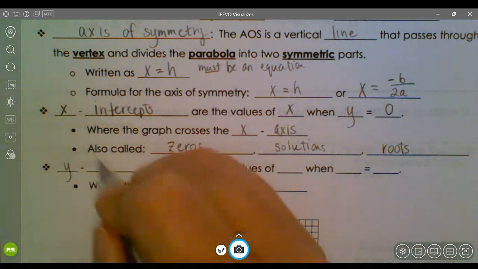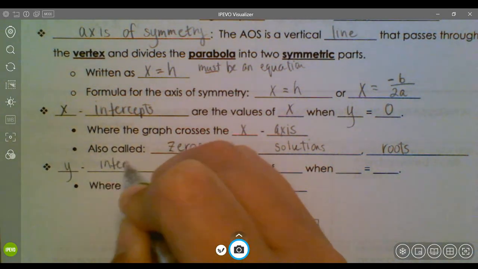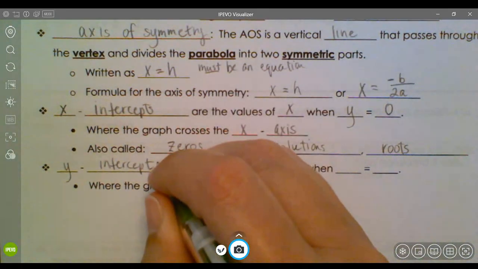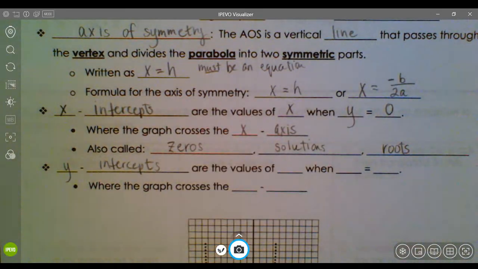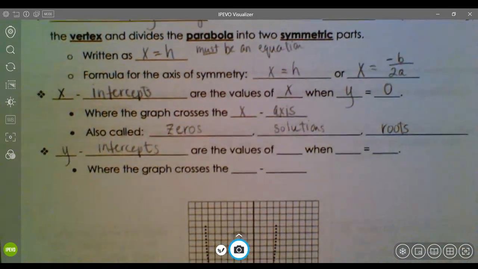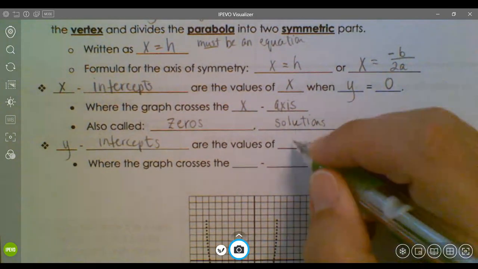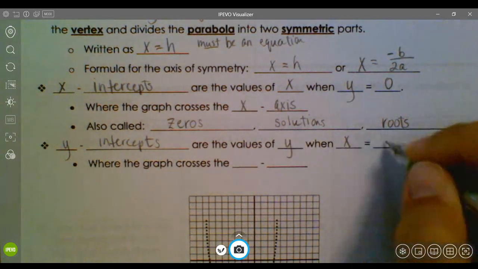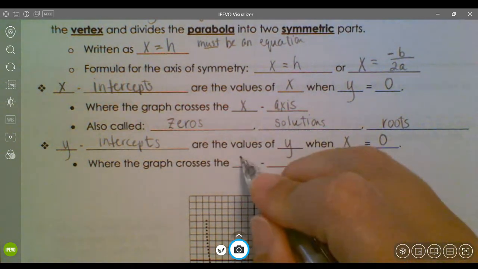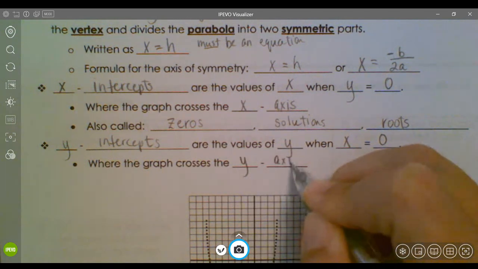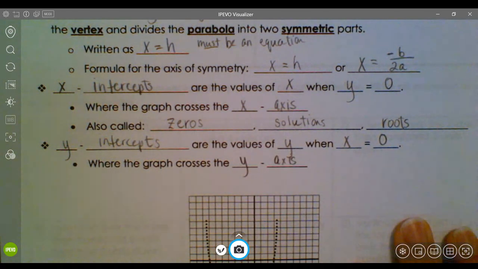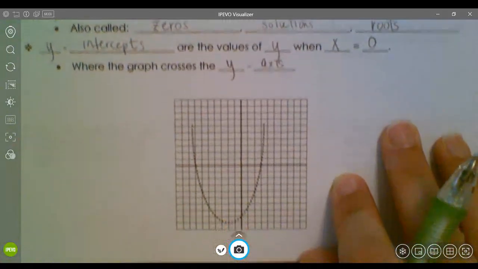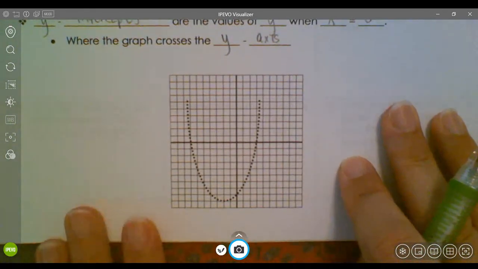And then the y-intercept, well, I guess I should put an s, even though remember, there's only one y-intercept in a function. That's the only way for it to pass the vertical line test. They're the values of y when x equals 0. And it's where we touch the y-axis. Okay? So I've given a description of the various parts of a parabola.